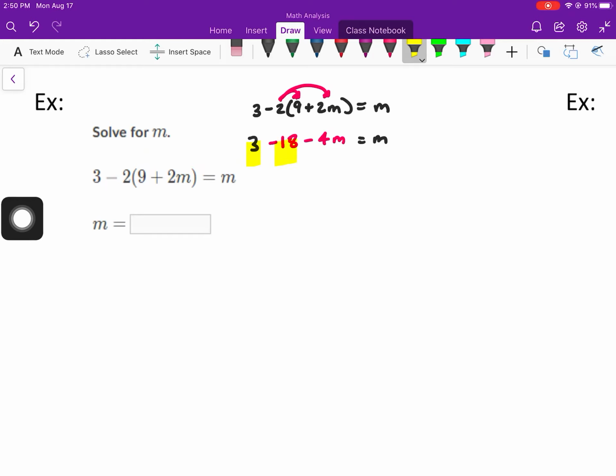What about 3 and negative 18? Yes, those are like terms. Why? Because they're both constants. So let me just re-highlight that. So we have 3 and negative 18. So 3 minus 18, let's combine those first. 3 minus 18 is negative 15.